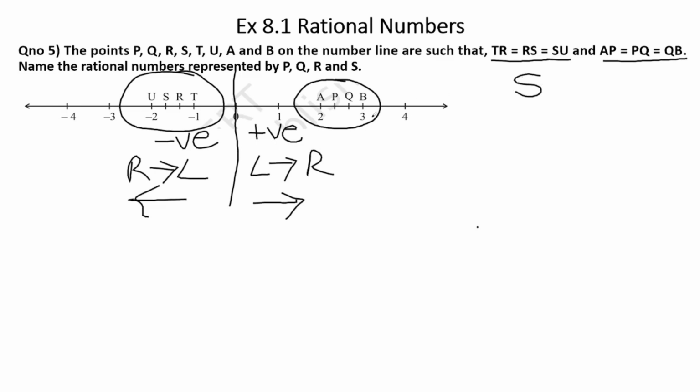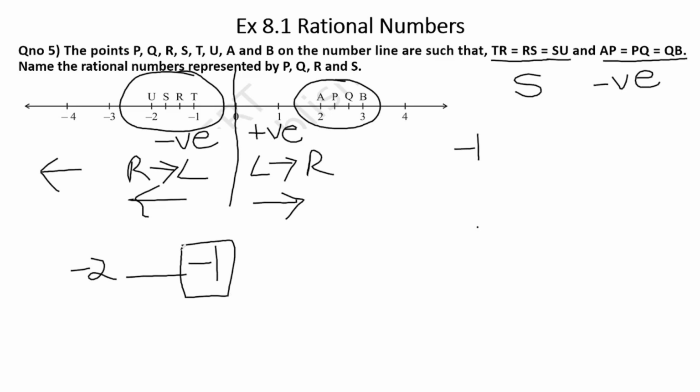Where is S? S is in the negative side. That means S is a negative rational number. Okay. Now, what are the boundary values of S? -2 and -1. For the negative rational numbers, the direction will be right to left. So write -1. This is the right boundary value and this is the left boundary value. So write the right boundary value, which is -1 first.